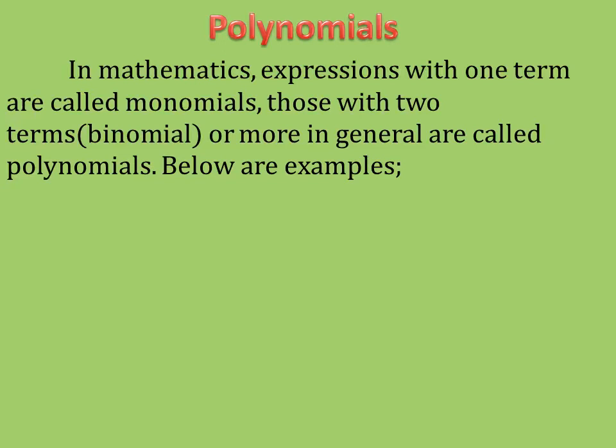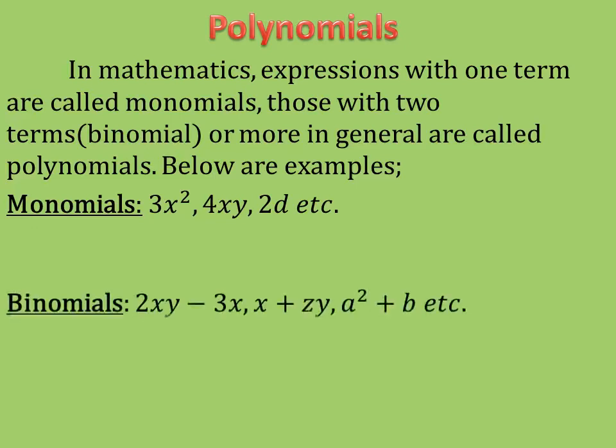Below are examples. A monomial, as we have said in the definition, is an expression with only one term. Examples are 3x squared, 4xy, 2d, and lots more.